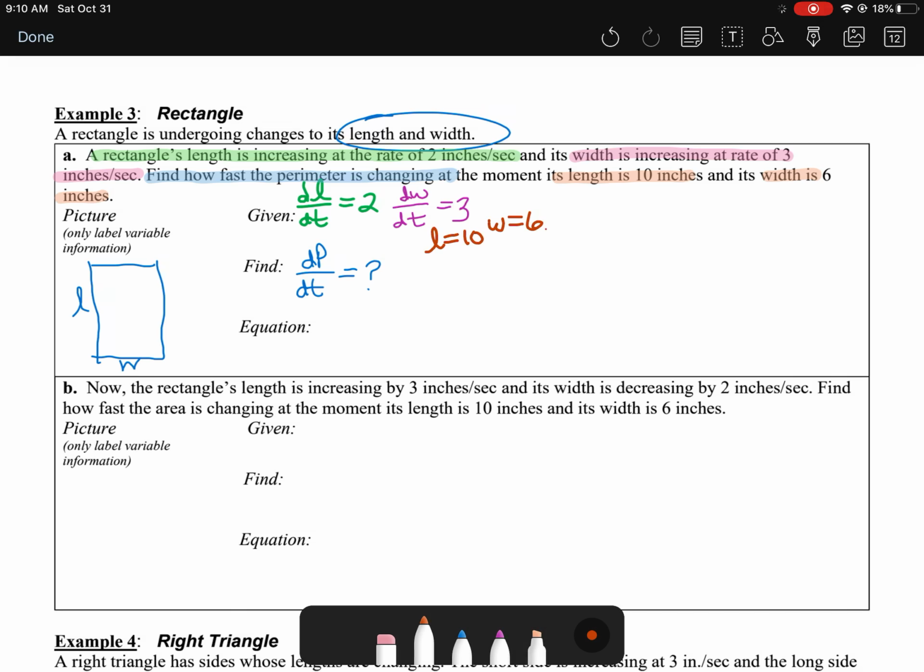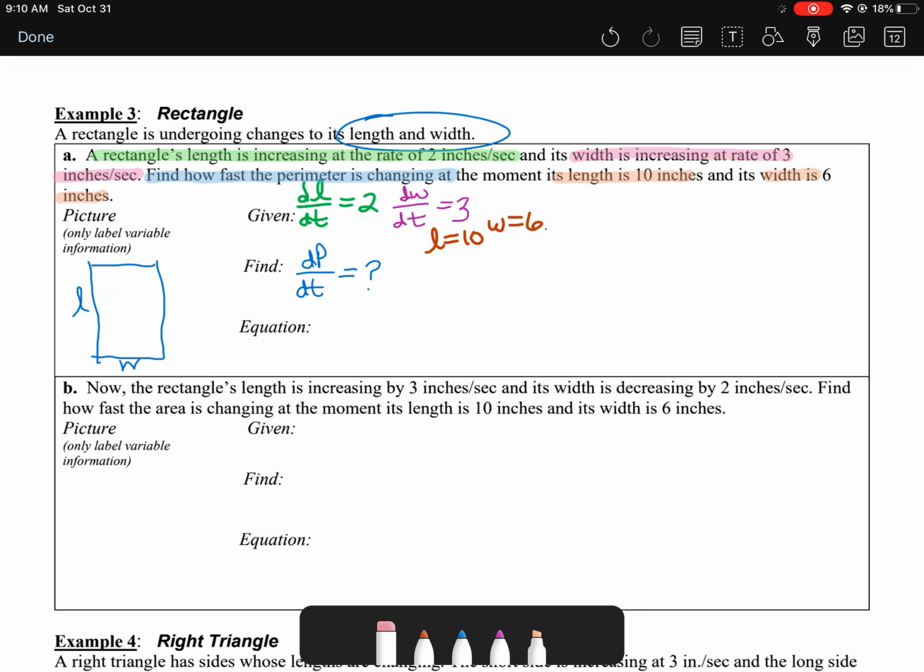And again, if you don't want to use dl/dt or dp/dt, you could always use p prime, l prime, w prime, stuff like that. That's perfectly okay to use those variables. I would just stay consistent. So that's the first 3 steps: look at the information, draw your picture, and figure out what is given and what I need to find. Now the third step is I need to actually write an equation.